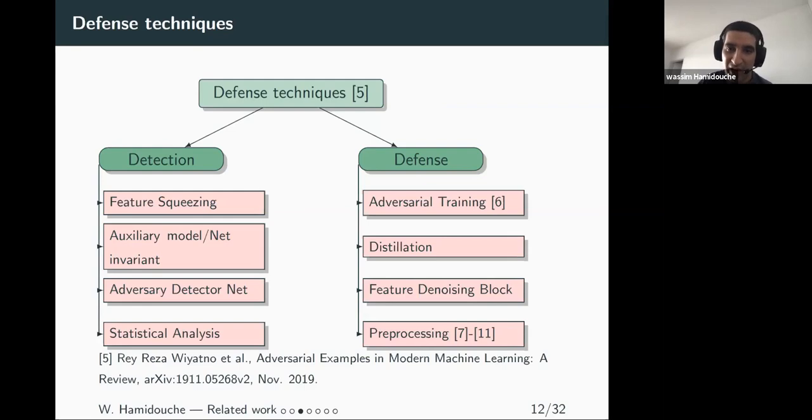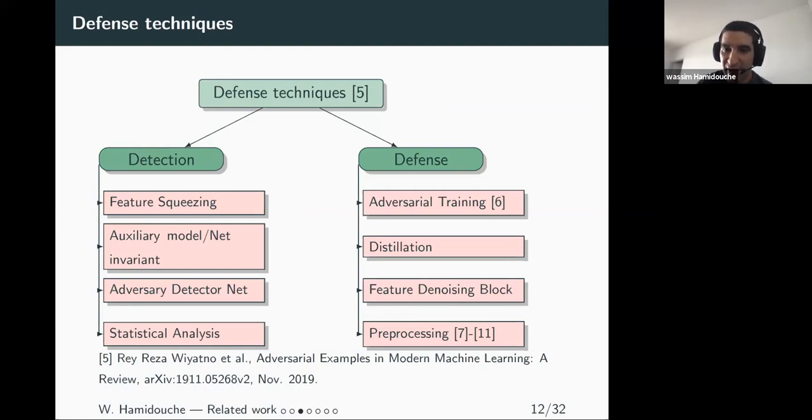On the other hand, we have what we call defense techniques. A defense technique will try to project the adversarial example back to its original manifold. So it's different from detection. It doesn't only detect, but it also tries to project it back to its original manifold.